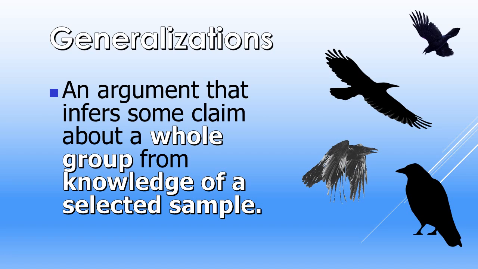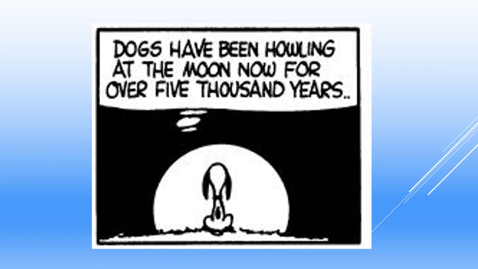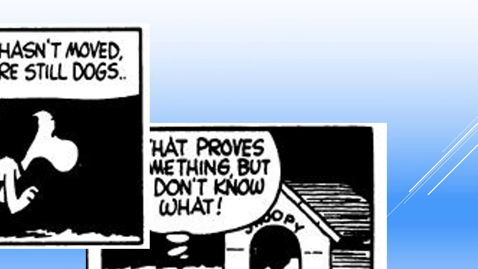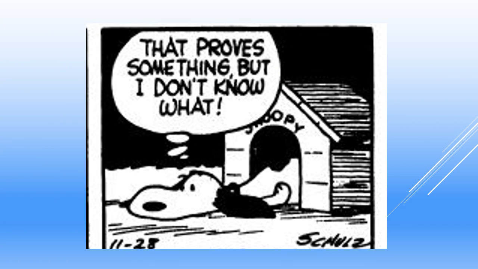Since we already talked about ravens, generalizations involve arguments that move from a knowledge of a sample to knowledge of a whole group. In the case of Snoopy, he tends to be very bad at these sorts of arguments. He says dogs have been howling at the moon for over 5,000 years, and the moon still hasn't moved, and dogs are still dogs. That proves something, I don't know what. Actually, instead of proving something, it inductively supports the generalized claim that every evening that dogs howl at the moon is going to be an evening where nothing is accomplished.